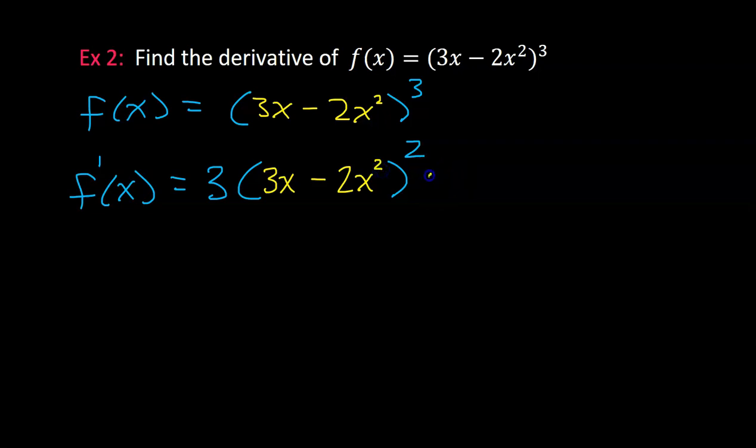But then we multiply by the derivative of the inner function. The derivative of 3x is just 3. And the derivative of 2x squared, we're going to use the power rule and do 2 times 2, so that'll make 4. We have to reduce the power by 1, so it'll just be x. And that's it. It's just that easy.